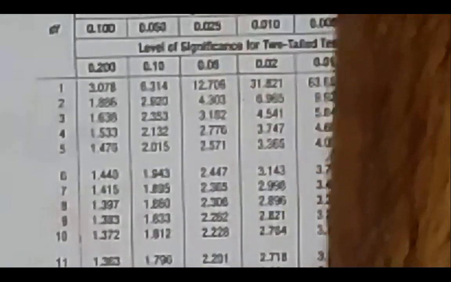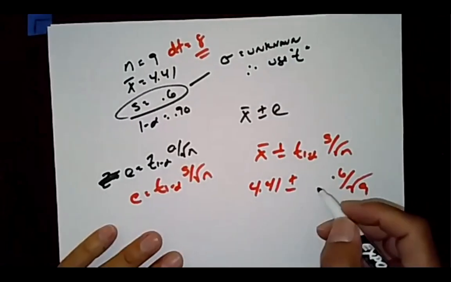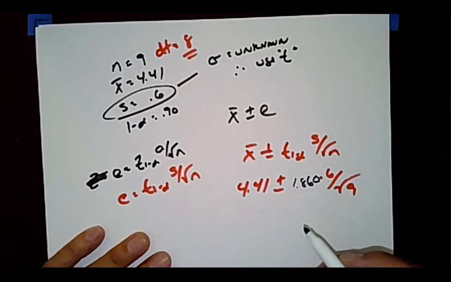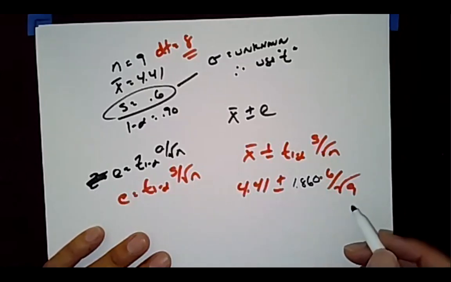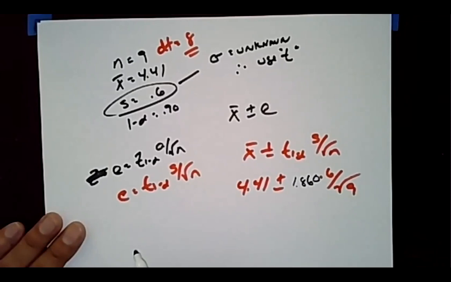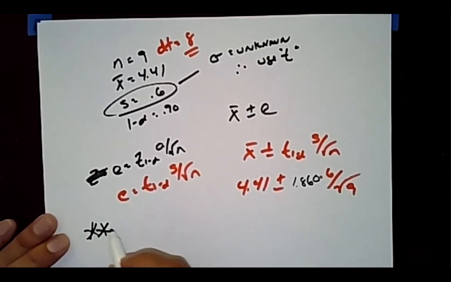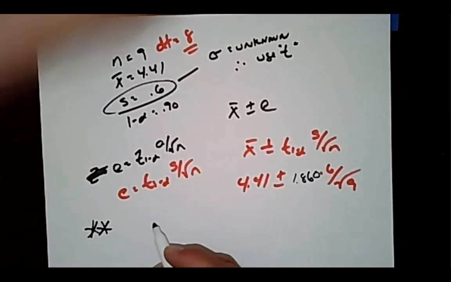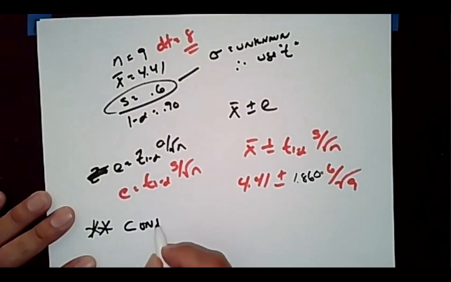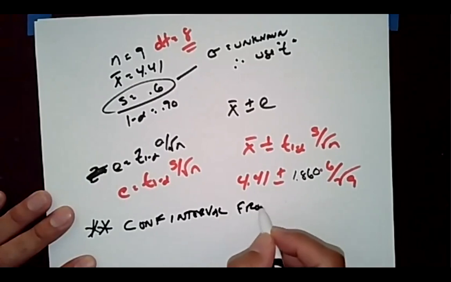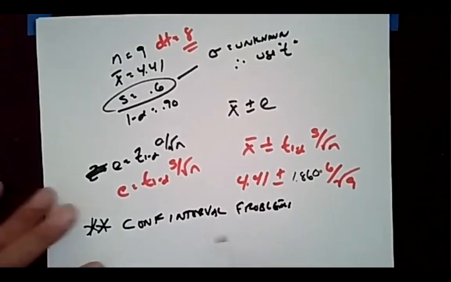So then what we do is we can write 1.860, and then we can solve for this. Okay. What we did today, these are confidence interval problems.